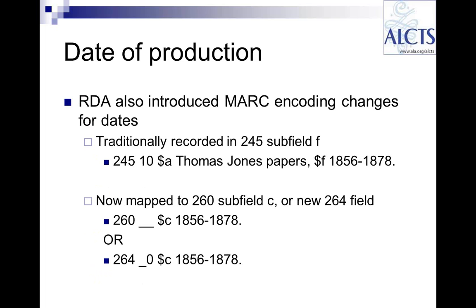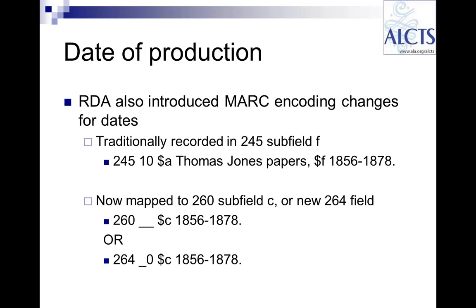One of the other changes that is included for this section in RDA are some changes in MARC mapping. Traditionally, for archival materials, the date was recorded as part of the 245 field in subfield F, as in that first example of the Thomas Jones papers. According to the mappings provided in RDA, however, that date element has now been moved out of the title and is recorded in a MARC 260 subfield C.